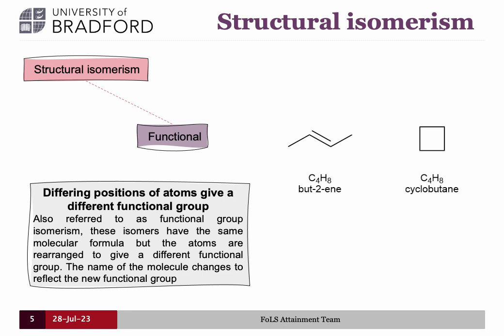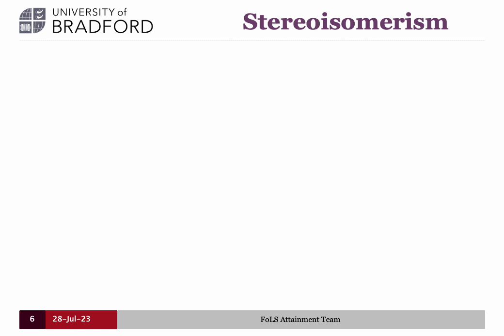Different functional group isomers are possible for different functional groups. Now moving on to stereoisomerism. Stereoisomers are molecules which have the same molecular formula and the same connectivity, but they differ in the way they're oriented in three-dimensional space. So in terms of stereoisomerism, there are two main types, as we said in the previous slide, geometric isomerism and optical isomerism.